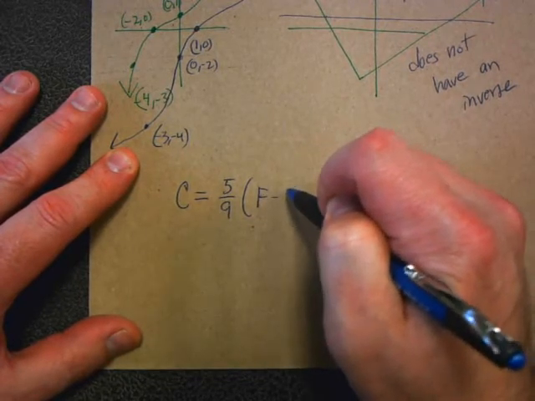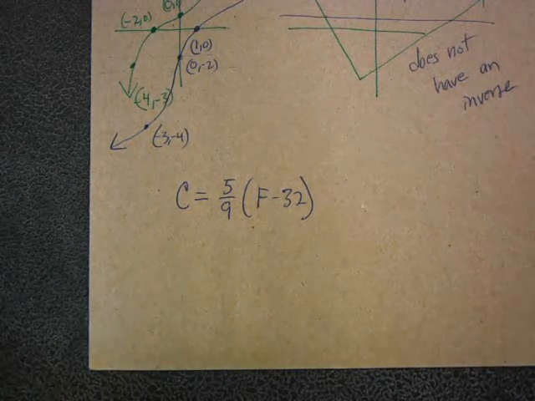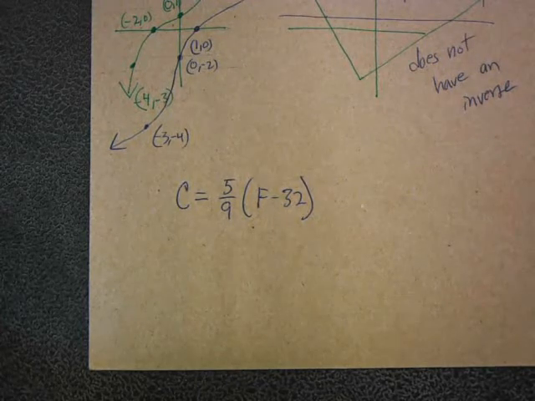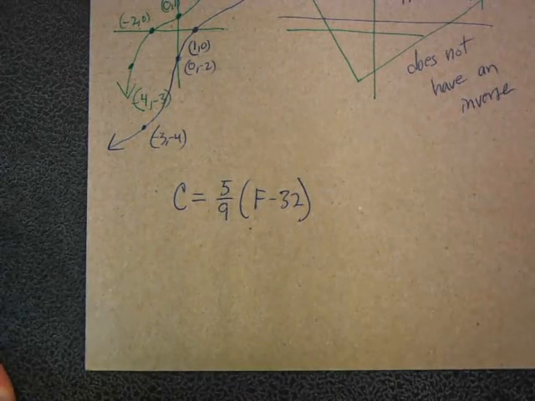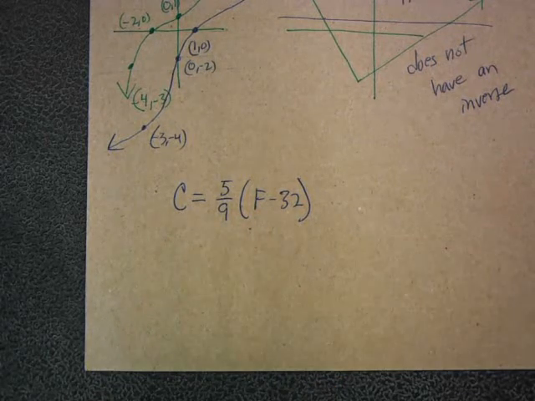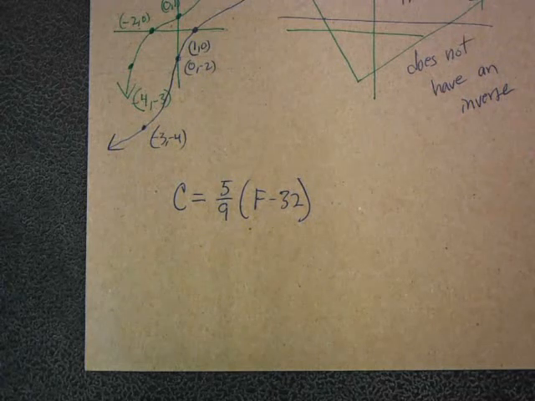All right, now my last question for today. Who cares? Why do we care about inverses? There's a very famous formula. Anybody know what that very famous formula is for? It's temperature. So what's C and what's F? F is the Fahrenheit temperature and C is the Celsius temperature.